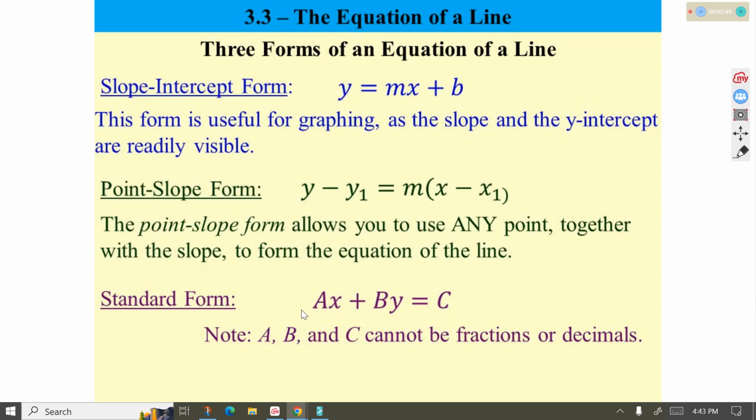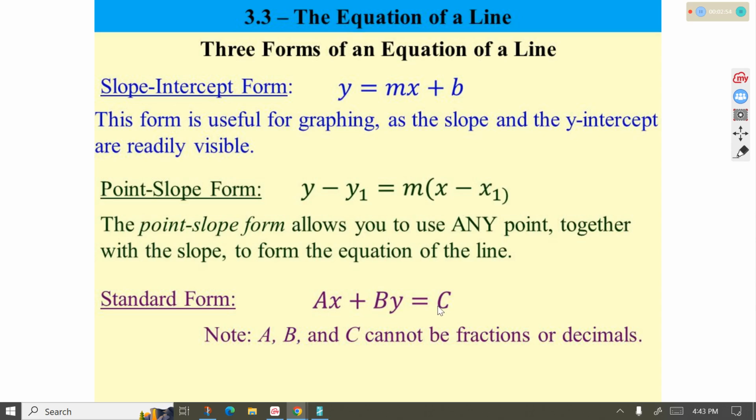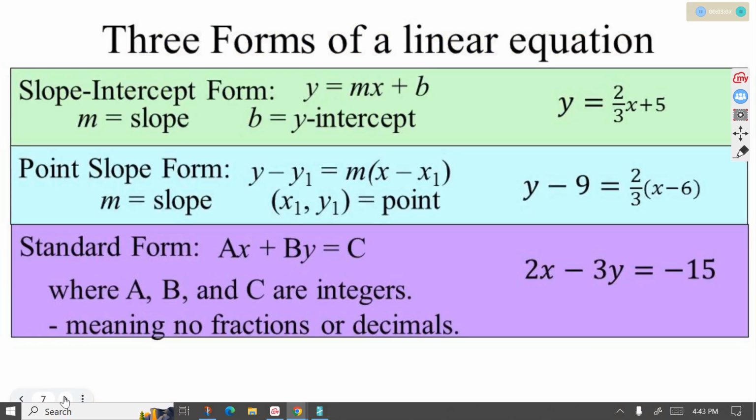When we look at standard form, one thing that we're going to talk about a lot is how the A, B, and C are not supposed to be fractions or decimals. If they were, then it's not technically in standard form. Okay, so a standard form equation would be of the form Ax plus By equals C, and we have some kind of value like that right there. Okay.